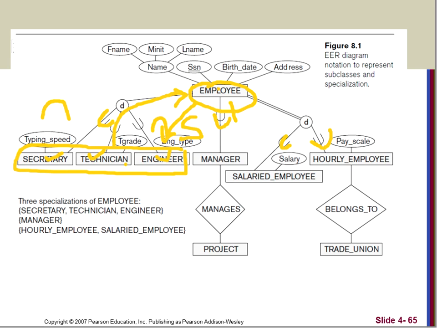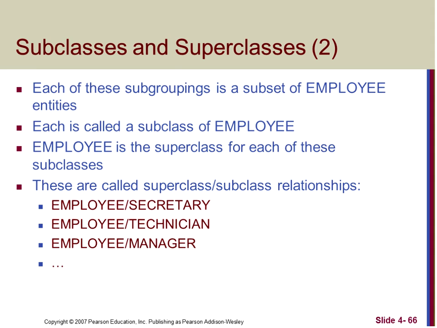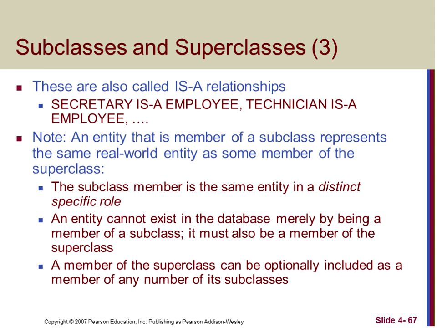Which means first you identify secretary, technician, engineer, and manager, salaried employee, hourly employee. Then finally, all of these are employees. But it's not very important in database design itself, because this generalization and specialization are kind of the thinking process, how you determine it. But as long as you understand what generalization is and what specialization is, it's totally fine. Okay, so that is the superclass and subclasses.